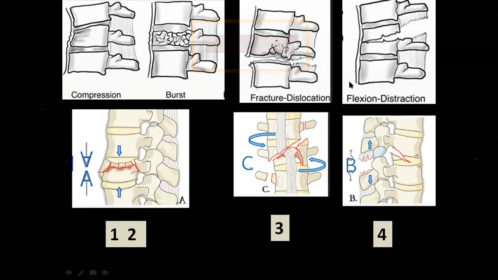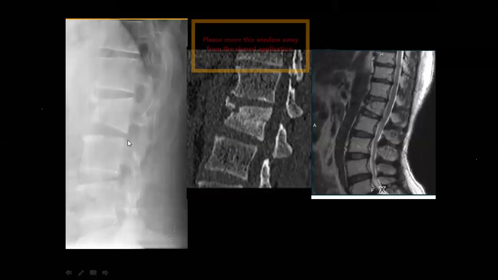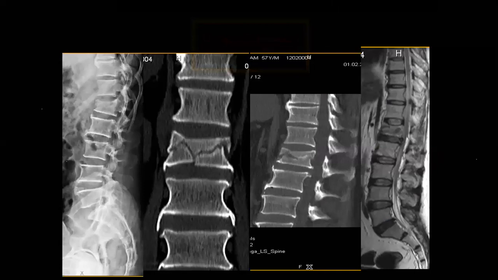These are the examples. Here there is an L1 vertebral body compression fracture. See here, anterior vertebral body height is lost while posterior vertebral body height is maintained. CT scan is taken, again the posterior vertebral body is normal, anterior fracture is there. MRI is the same. So the posterior structures are not involved. So it is a simple compression fracture. How many points will you give? 1 point.